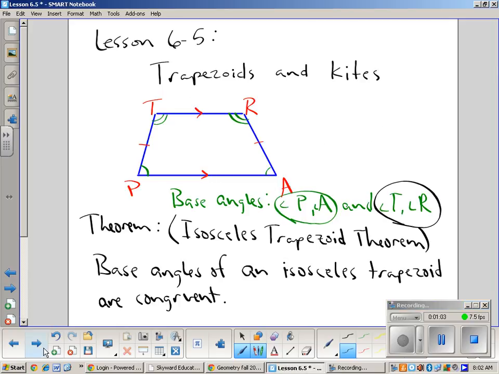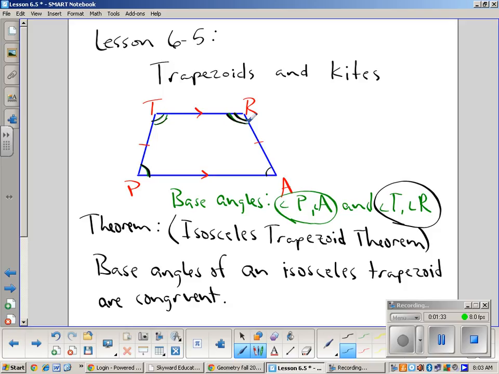So today, trapezoids and kites. First of all, we want to make sure we understand the terminology and the language that goes along with a trapezoid. Okay, this trapezoid I've drawn is what kind of a trapezoid? Anybody notice? Isosceles trapezoid. Good. The base angles, P and A are base angles. They're going to be congruent. And also T and R are base angles.